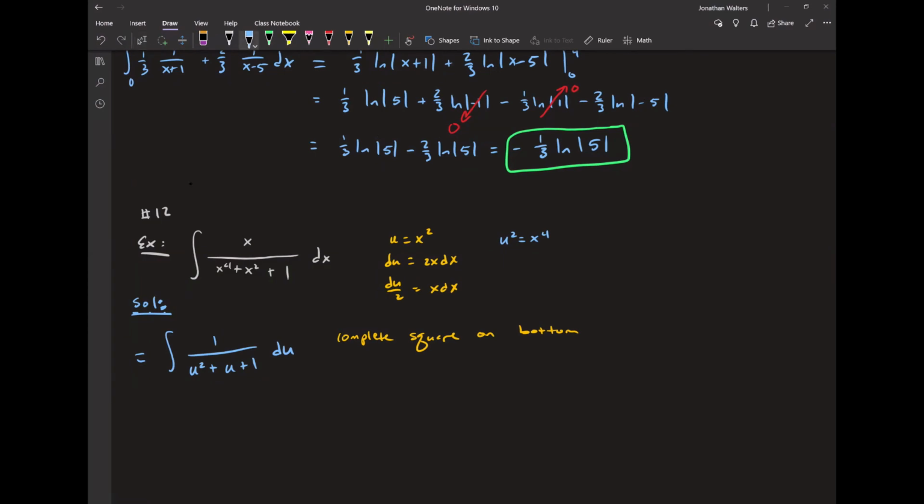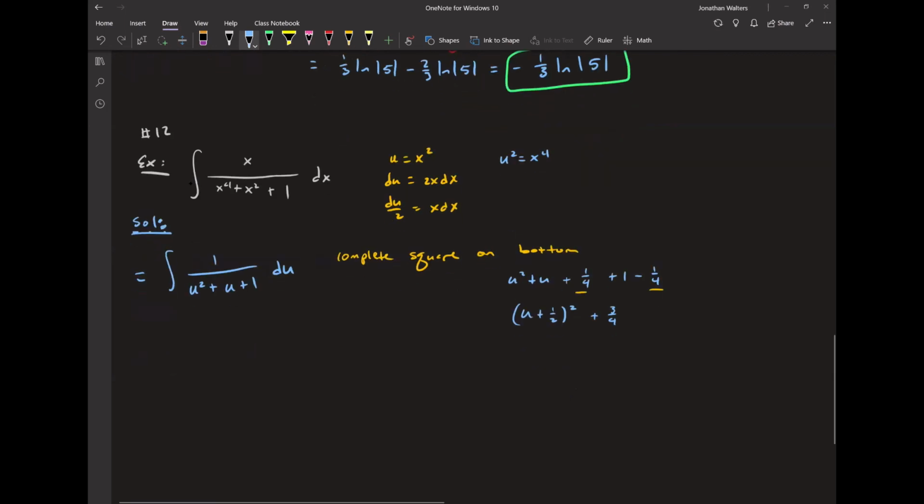Okay, so let's see, that'll be u squared plus u, ooh, gross, 1/2. So plus 1/4 plus 1 minus 1/4. So basically I'm adding and subtracting 1/4. So that'll be (u plus 1/2) quantity squared minus, no, plus 3/4. This one I'm a little nervous about. So this will be 1 over (u plus 1/2) squared plus 3/4 du.